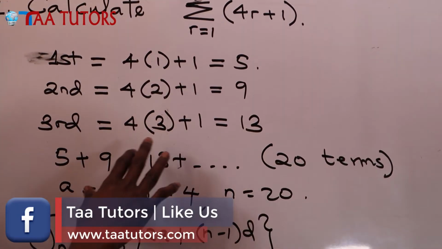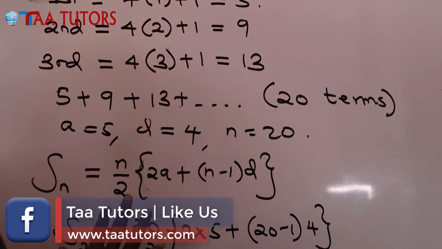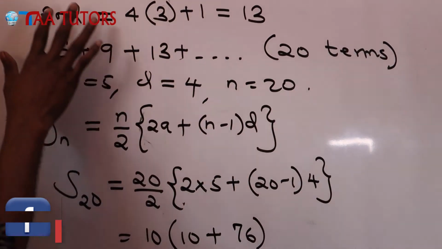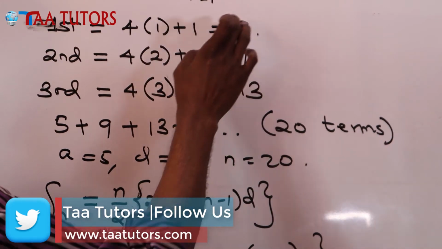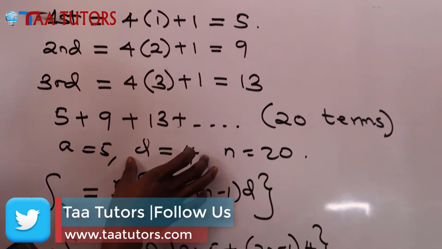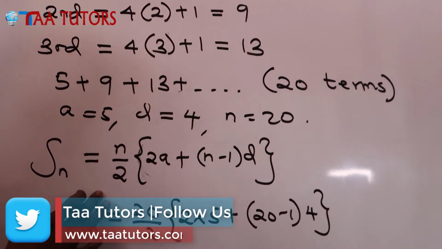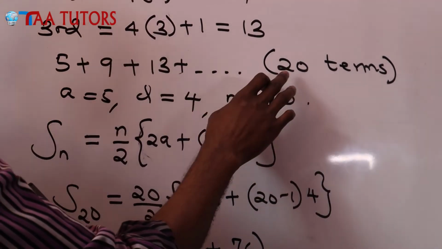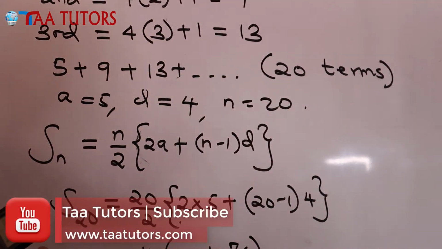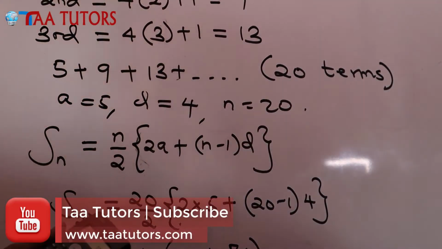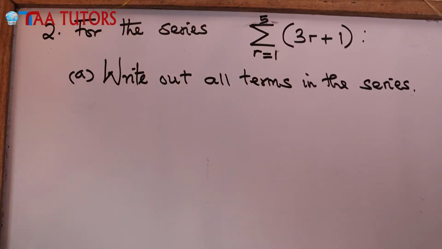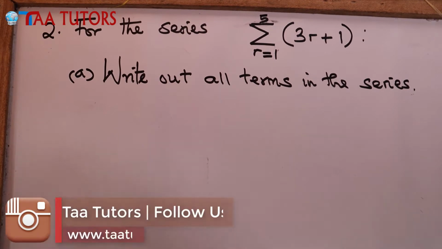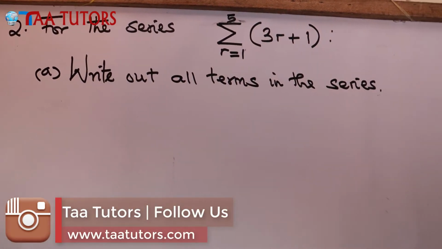So we got that the first term was 5. We continued with that, and then from the first and the third term, we can get A and we can get D. That's all we need for this particular formula, because n already we know is 20 terms.